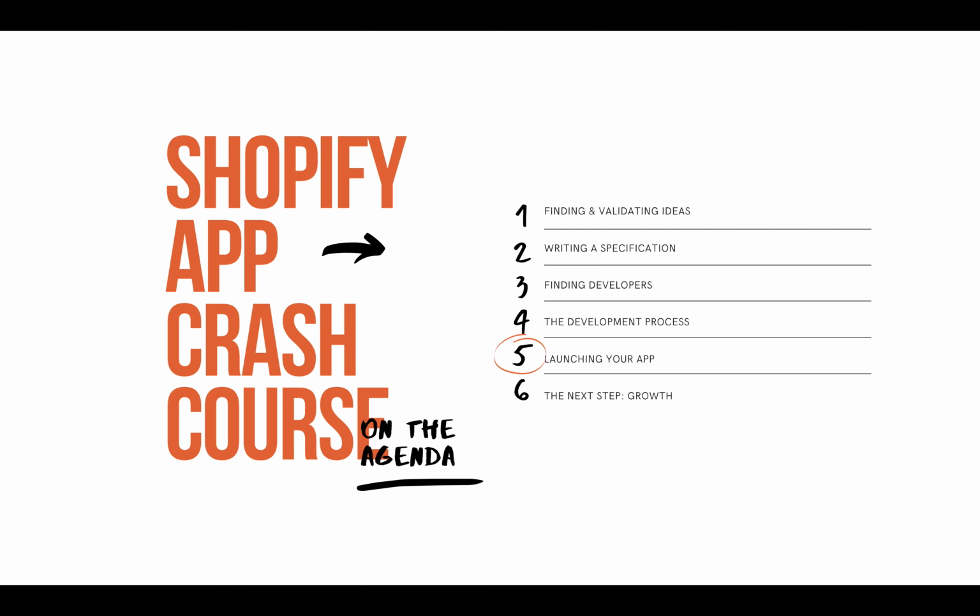Lesson 5 is all about launching your app. This is the exciting moment of actually launching your app on the Shopify App Store. And even here we have some tips and tricks for you to ensure that your app ranks high on the Shopify App Store. Lastly, lesson 6 is all about growth. Once you've launched your app and actually started getting some installs and some customers, how do you take it to the next level? And how do you move on and build a big product with a lot of customers and a lot of revenue?